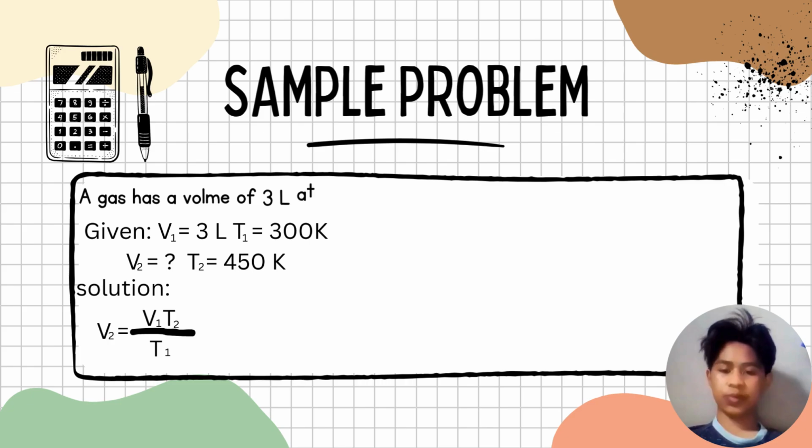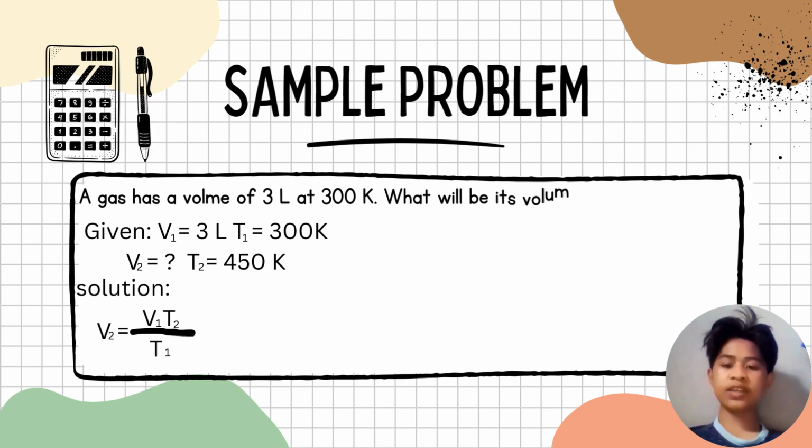Here's another sample question. A gas has a volume of 3 liters at 300 Kelvin. What will be its volume at 450 Kelvin? Given V1 is 3 liters, T1 is 300 Kelvin, and V2 is missing while our T2 is 450 Kelvin. Our solution for this question is V2 equals V1 times T2 over T1.